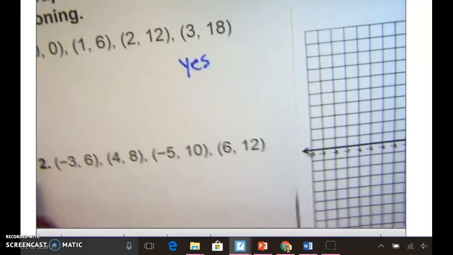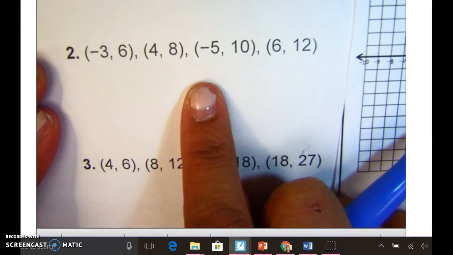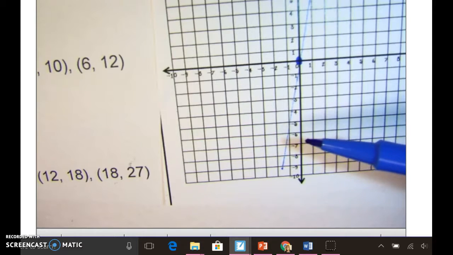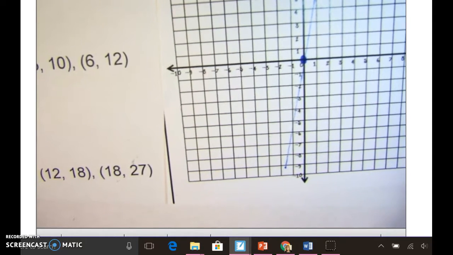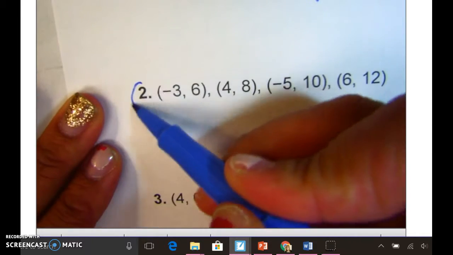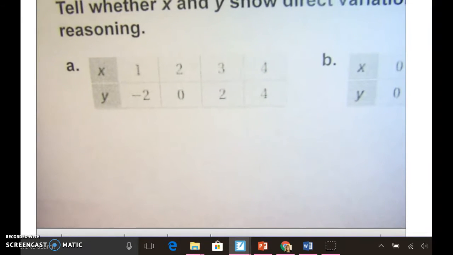I want you to use graph paper. Graph 2 or 3 of these points, and then answer yes or no. Does it go through the origin? Is it a straight line? And if it is, then you have a proportional relationship. If not, then you don't. Do number 2 now. Okay, we'll check number 2 when you get to class tomorrow.